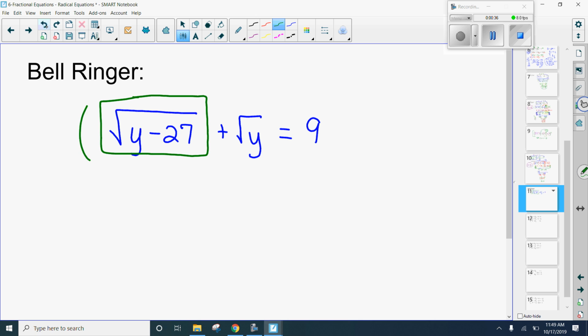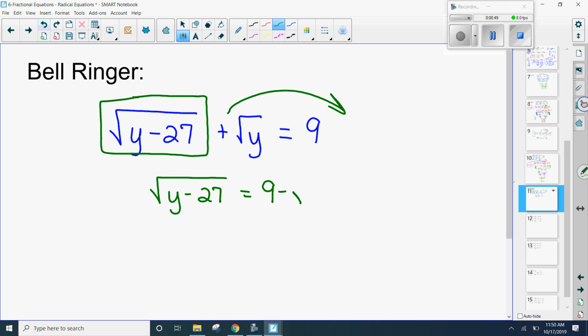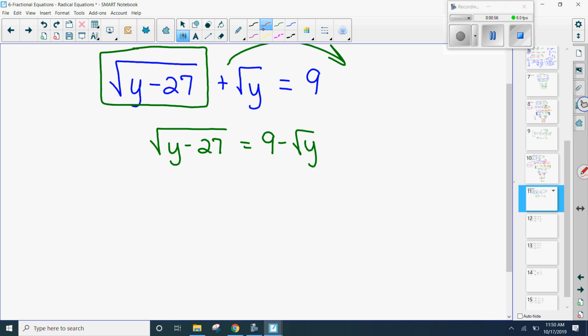So we want to move this square root of y over to the other side. So you're going to get the square root of y minus 27 is equal to 9 minus the square root of y. Now on the left-hand side, I can get rid of the radical by squaring it. If you square one side, you have to square the other side.